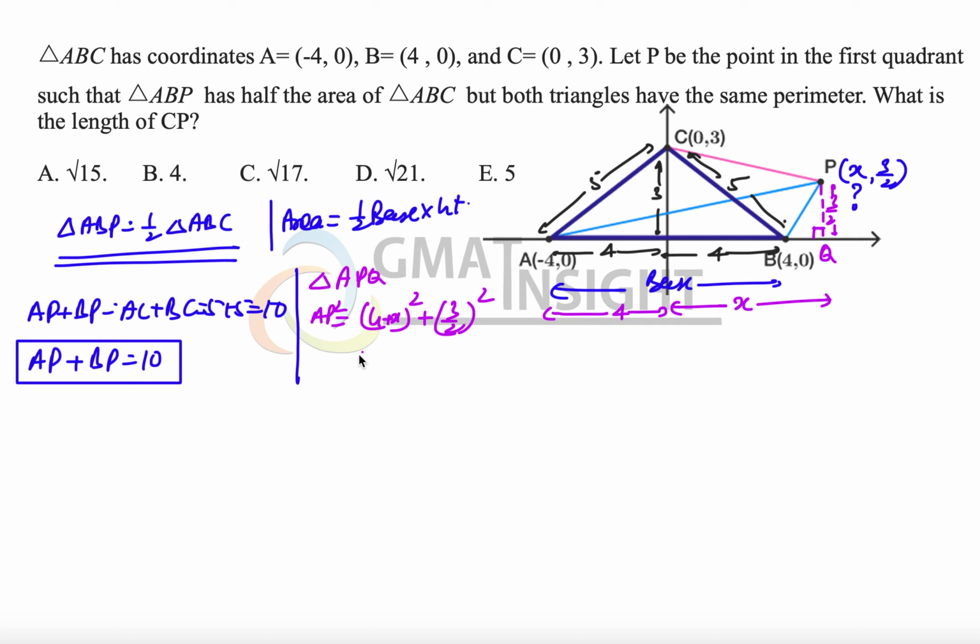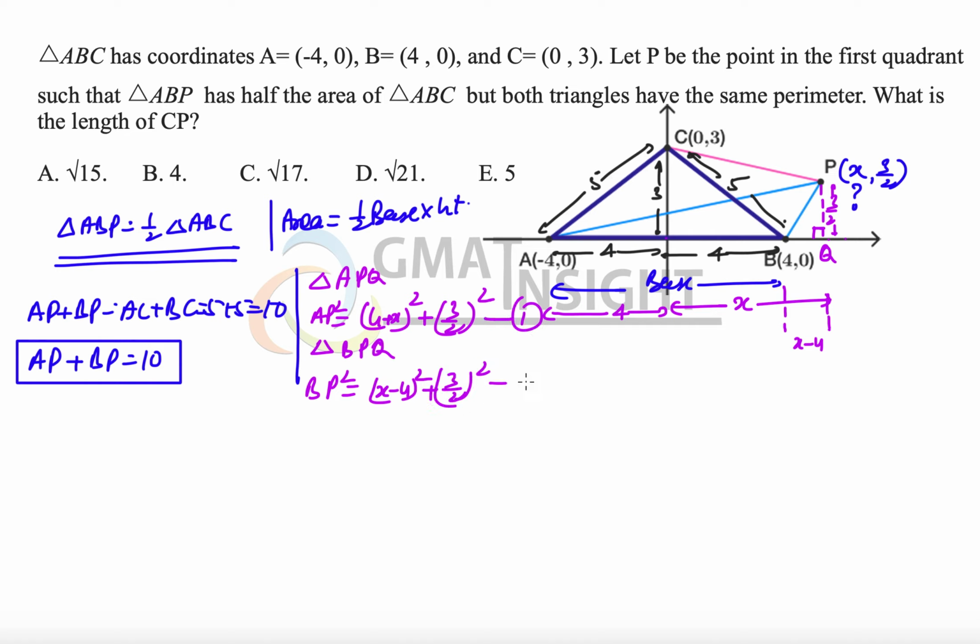That is one thing. And similarly, we can look at another smaller triangle, triangle BPQ. In this triangle, BP square, that means this hypotenuse square, is equal to BQ square plus PQ square, but BQ is x minus 4 because from this point to Q the distance is x. So this particular distance will be x minus 4. So that will be (x minus 4) square plus again the y coordinate (3 by 2) square.